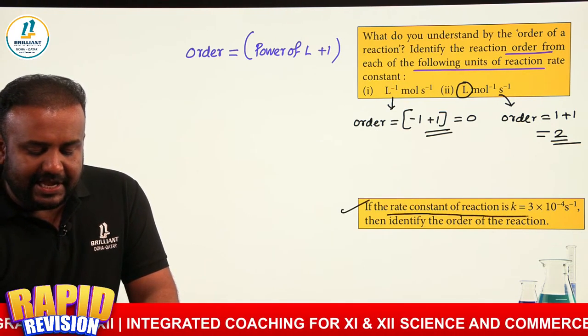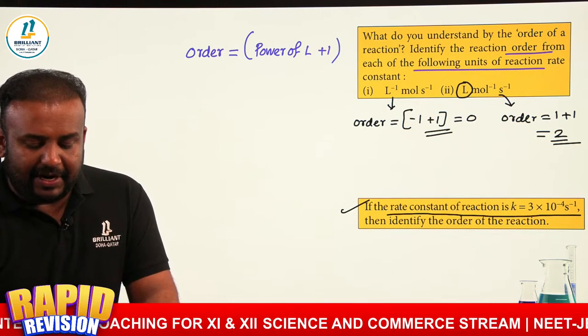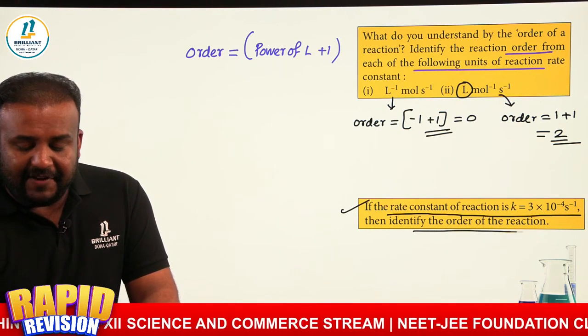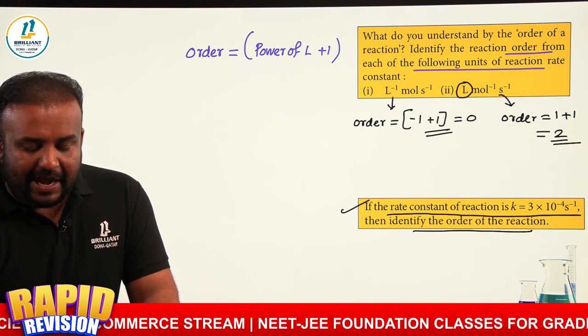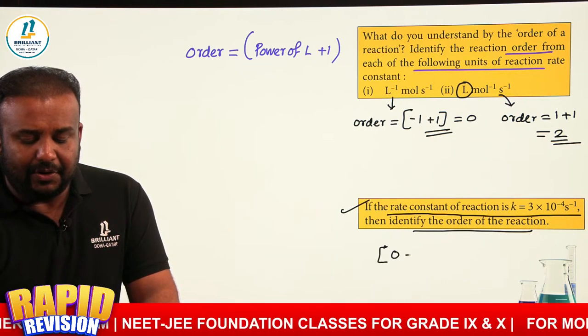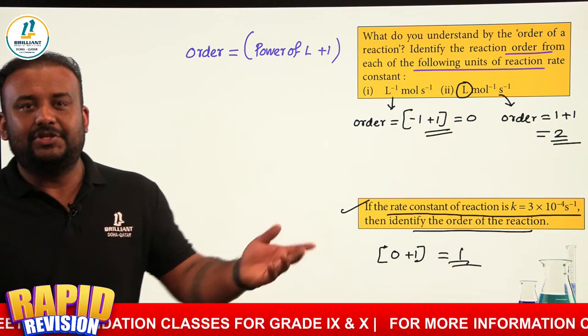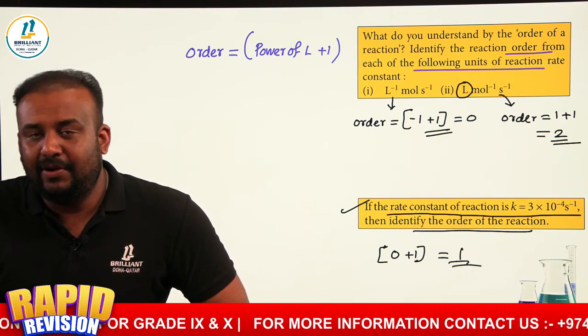If the rate constant is k = 3 × 10^-4 s^-1, then identify the order. What is the power of L here? L is 0. So 0 plus 1 is 1. First order. See how easy that is?